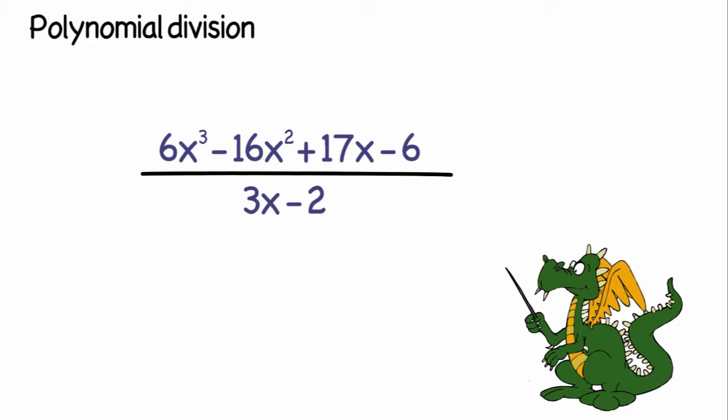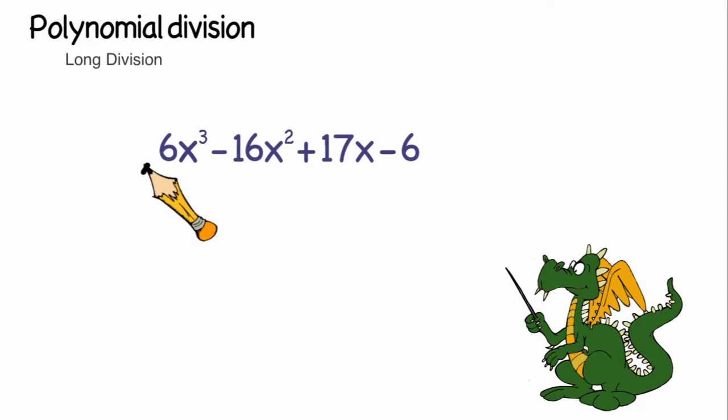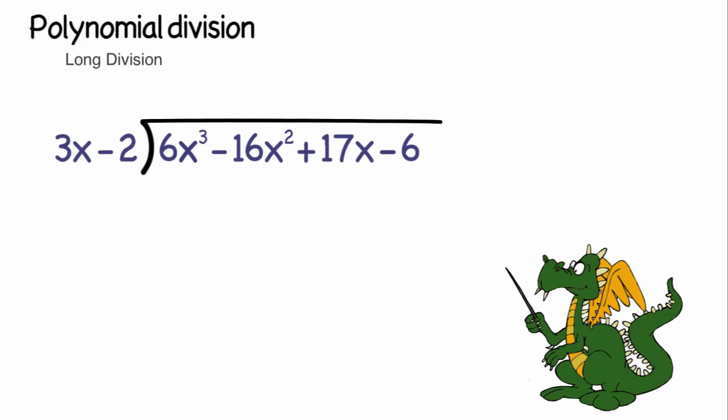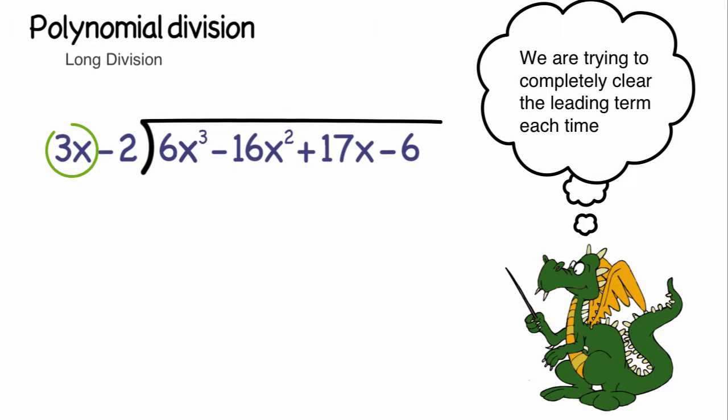So what we really want to find out is whether 3x minus 2 will go into the numerator of our fraction. So we're going to do long division. And long division with polynomials is very much like doing long division with whole numbers. We will start off by writing the fraction in long division form.